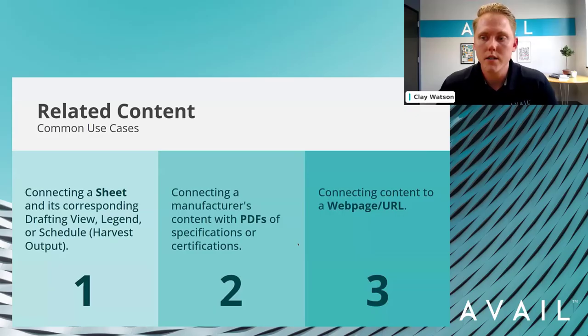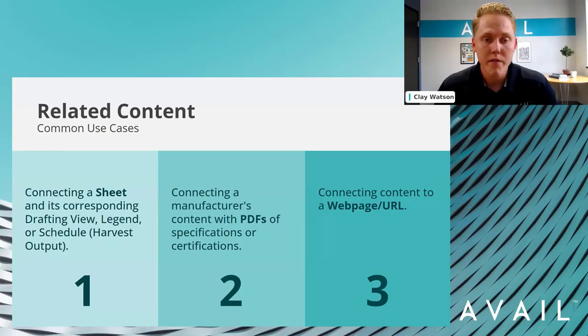We're also going to be demoing some of related content. So the story behind related content is really going back to being able to connect project information and essential information that may need to go along with different pieces of content. You can think about it in a few different ways. We've got some examples listed here: connecting a sheet and a drafting view that's on that sheet. There are ways that you can connect manufacturer content like PDFs and things that go along with specific families, or even a manufacturer's web page or URL that is important to reference as you're interacting with the content.